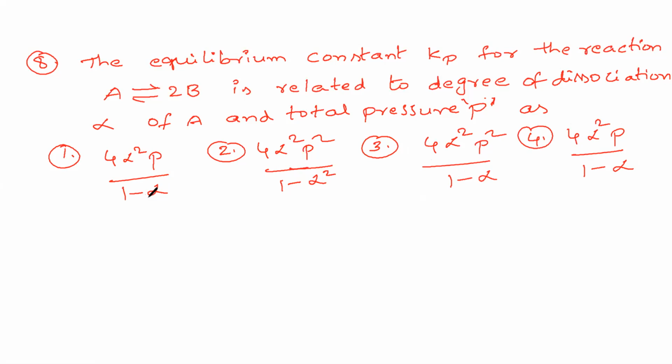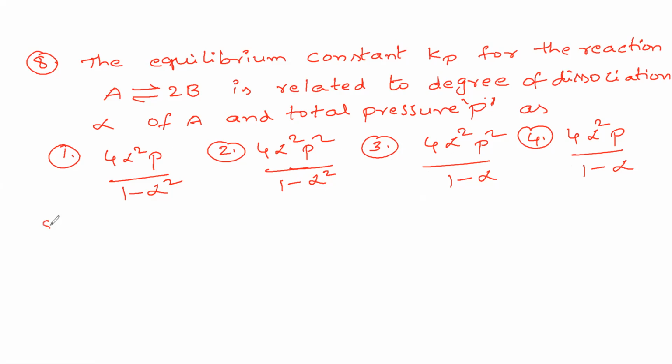These are very close options. First option is 4 alpha square P by 1 minus alpha square. Second option is 4 alpha square P square by 1 minus alpha square. So we have to derive the relation for Kp for this reaction.